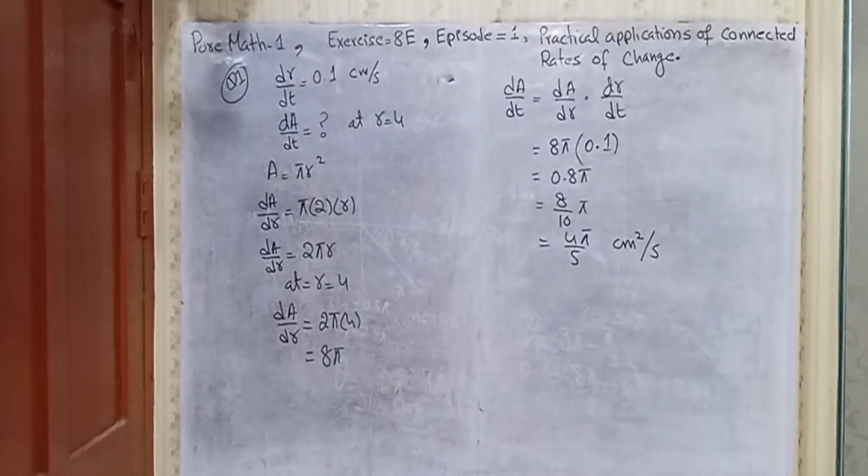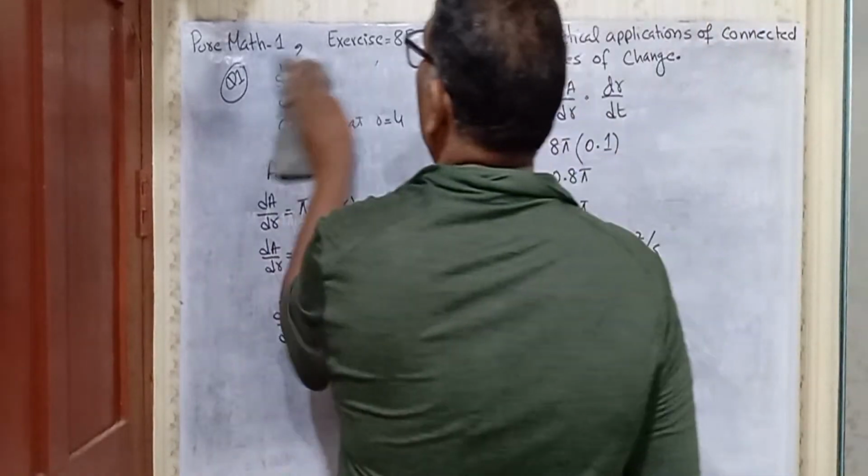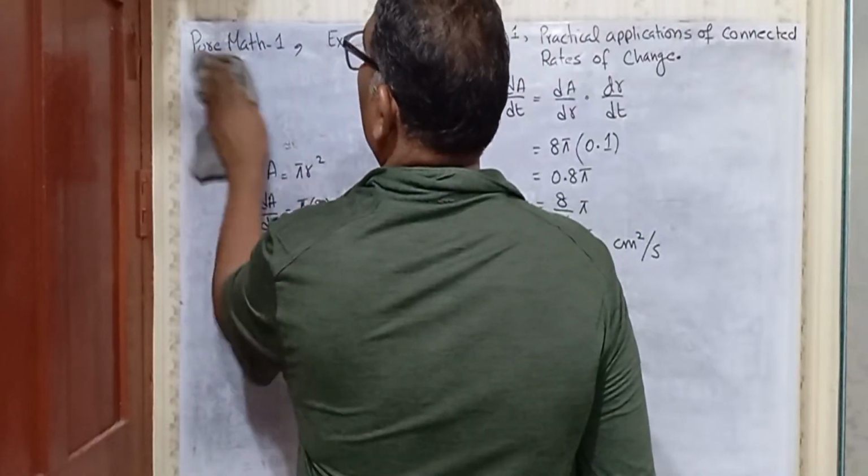I hope you understand this question number 1 of this exercise. It's a very easy, straightforward question. So this is how you do question number 1. I hope it's clear to you. So let's go to the next question.